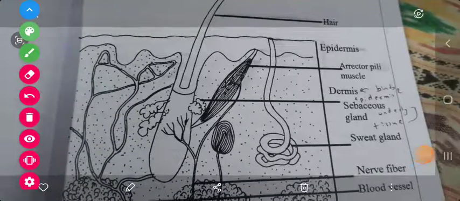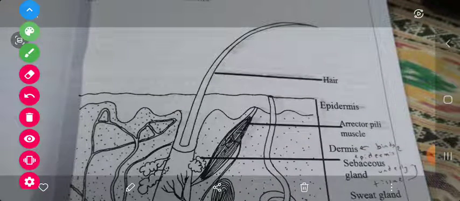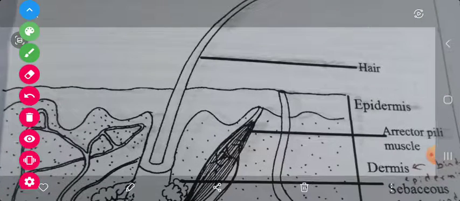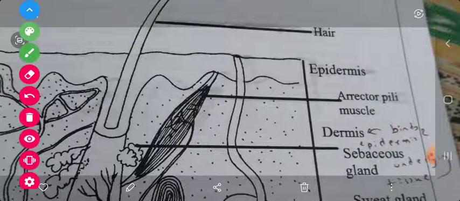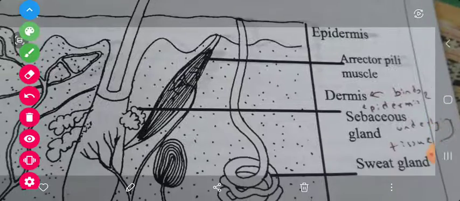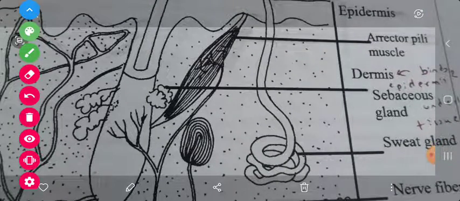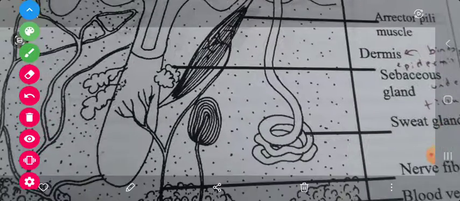Describe the structure of the human skin. So before describing the structure of the human skin, let's see what it looks like. We have the hair here, as you all can see. Then we can zoom and see the epidermis region. Then the arrector pili muscles, the dermis, the sebaceous glands.